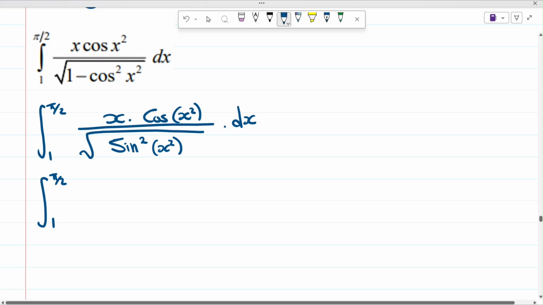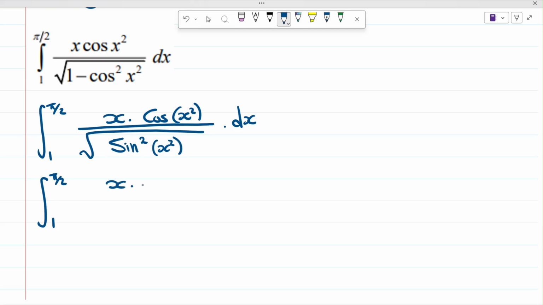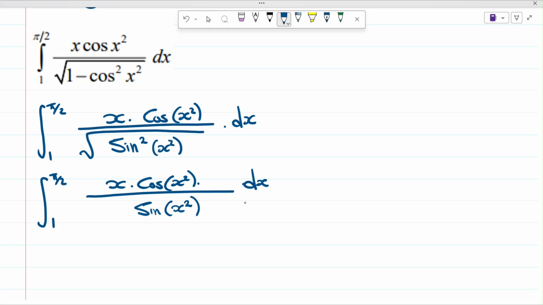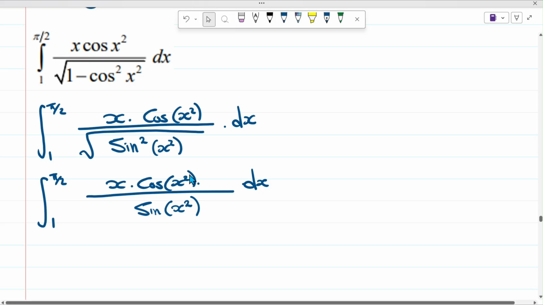All right, so the square root of sine squared is equivalent to just sine, right? So we're going to end up having x cos of x squared dx divided by just sine of x squared, dx. So here one could say, what would you want to do there? Let me see what you would want to do.